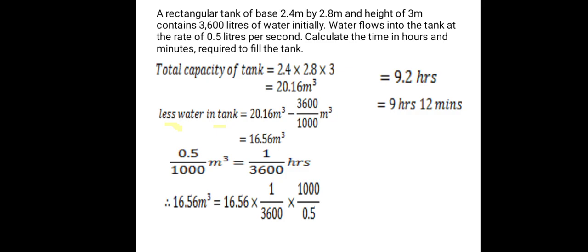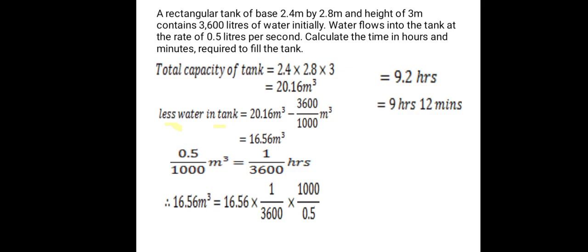A rectangular tank with a base of 2.4 meter by 2.8 meter and a height of 3 meter contains 3,600 liters of water initially. Water flows into the tank at the rate of 0.5 liters per second. Calculate the time in hours and minutes required to fill the tank.